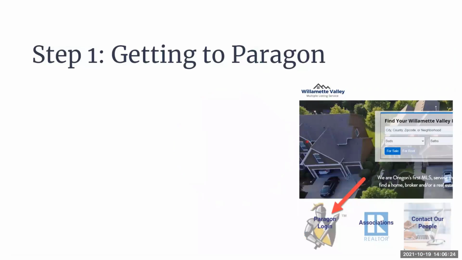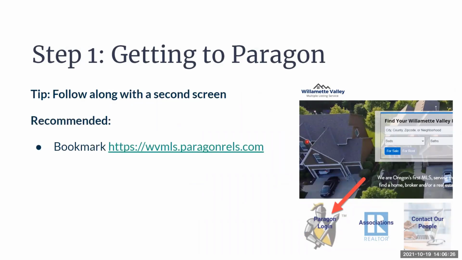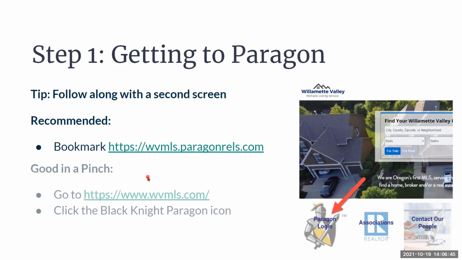So getting to Paragon, we recommend bookmarking this website, wvmls.paragonrels.com. Just bookmark that one, or you can even create a home screen shortcut on your desktop to make it really easy for you to get to. And then in a pinch, you can go to our website, wvmls.com, and in the lower left corner, there's the Black Knight Paragon login icon, and you can click on that and that'll get you in as well.